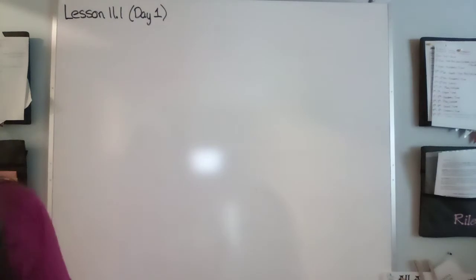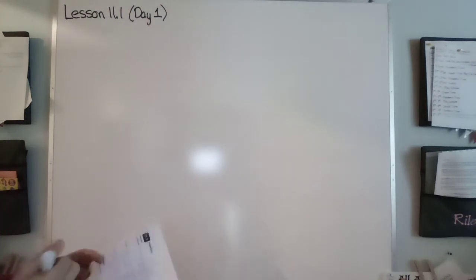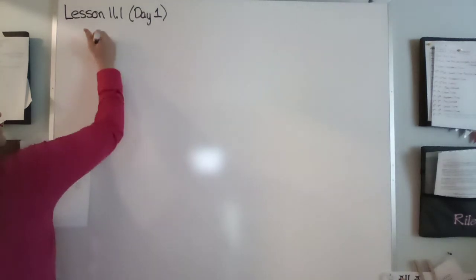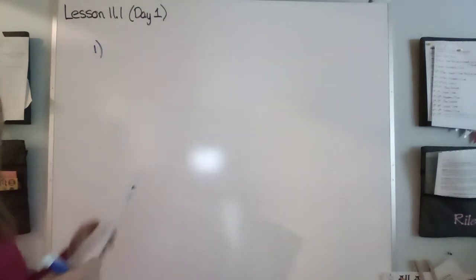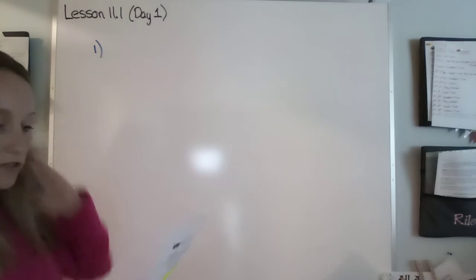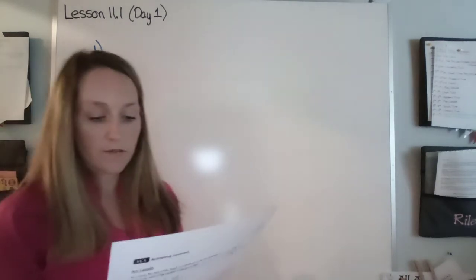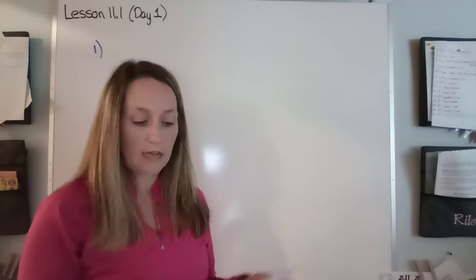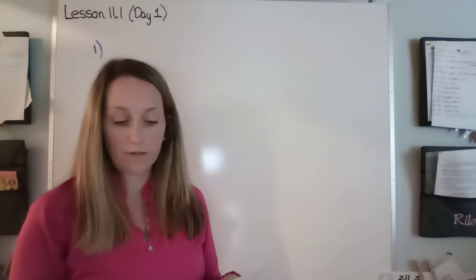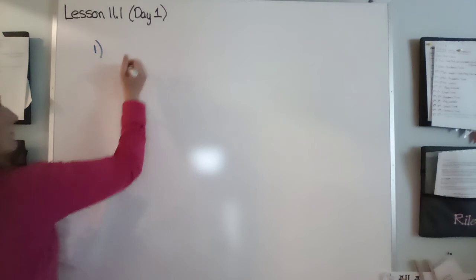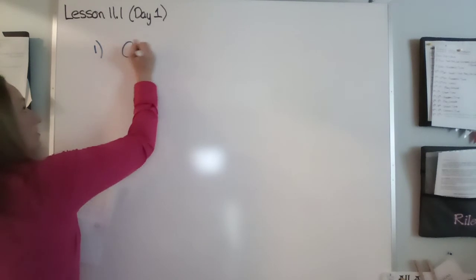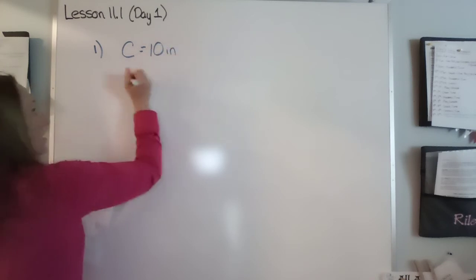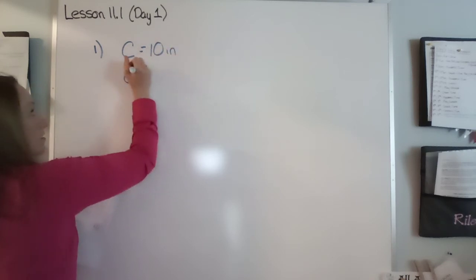The first problem we're going to look at from your notes, example 1. It says find the diameter of a circle with a circumference of 10 inches. So start with the information you're given. You're given circumference is equal to 10 inches. You're trying to find the diameter. That's our unknown.